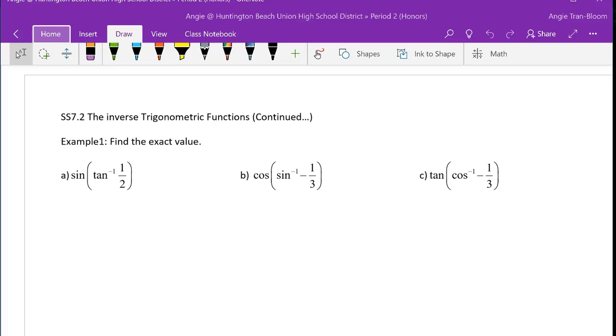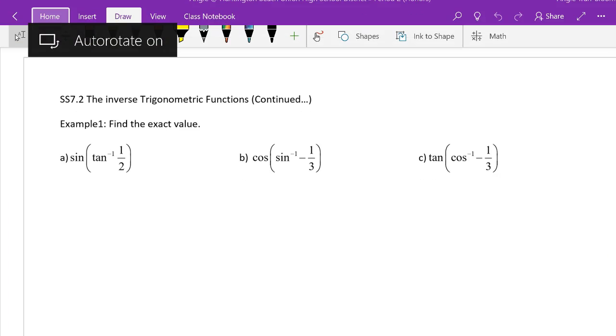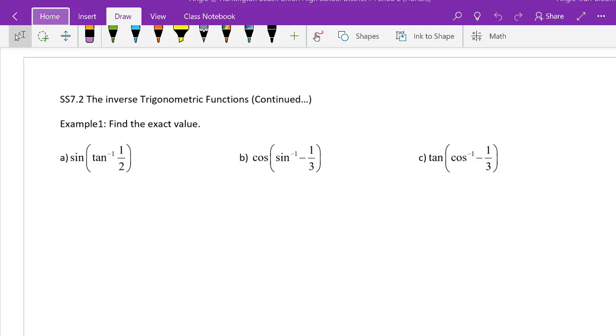All right, here we go. Find exact value. That means no calculator. 7.2 is a continuation of 7.1, which is now we're adding on cosecant, secant, and cotangent, okay? So, sine composed with tangent inverse of 1/2.